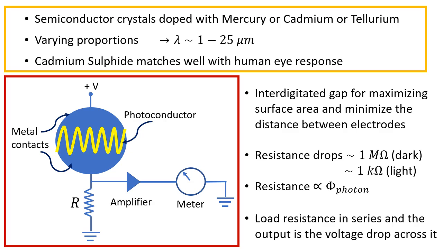And clearly what happens is, in the presence of light and in the absence of light, that's dark and light, the resistances typically drop off from a few megaohms to a few kilo ohms. And clearly the resistance within this photoconductive device is proportional to the input photon flux itself. Yeah, so that is essentially how a typical detector works. But now let us look at the energetics of this problem.